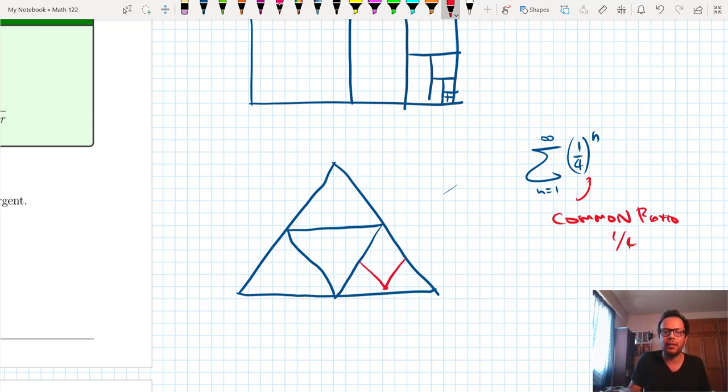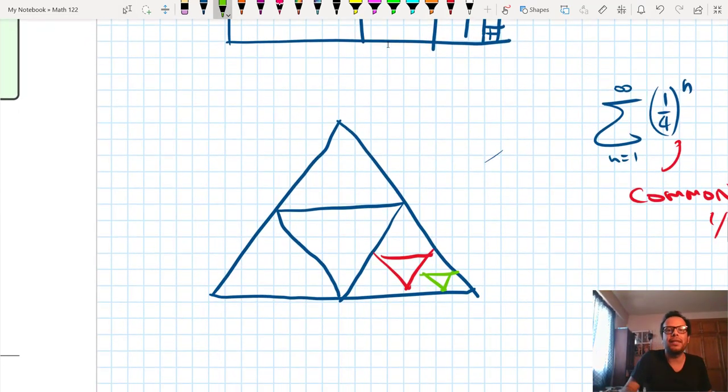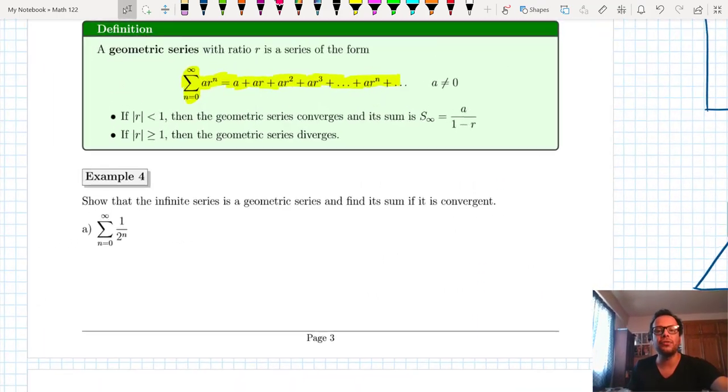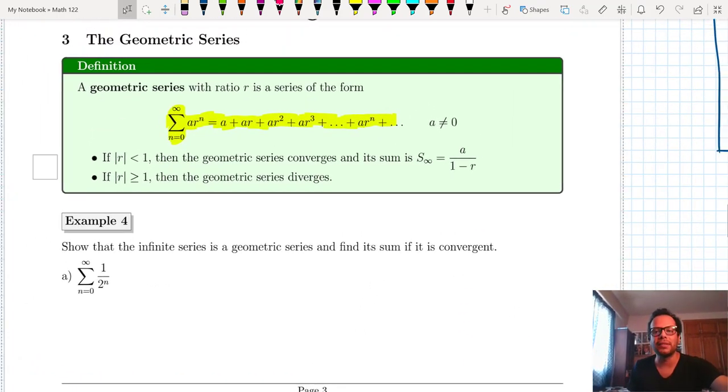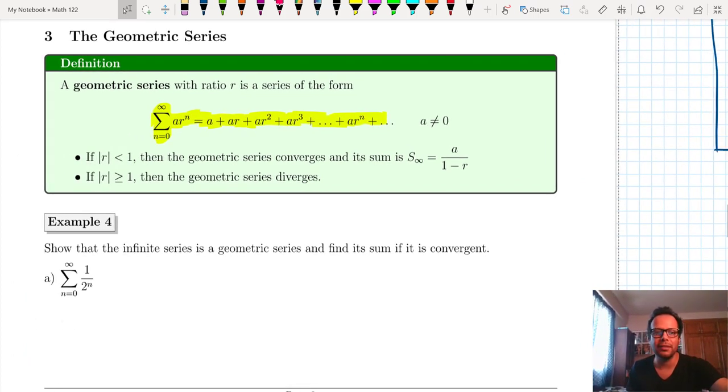Divide that into 4. And then divide this into 4. And then divide that into 4 many times. So that's a way to visualize the geometric series, or the geometric behavior of a series.